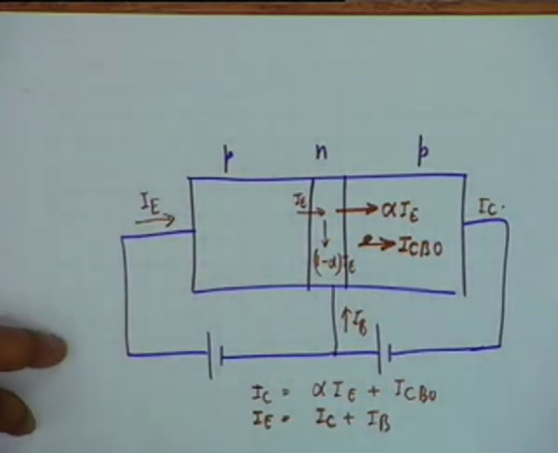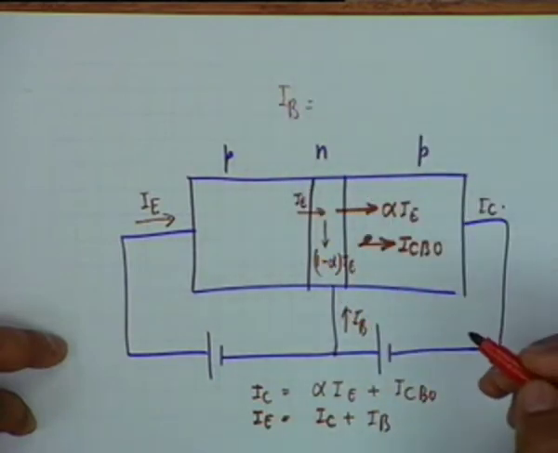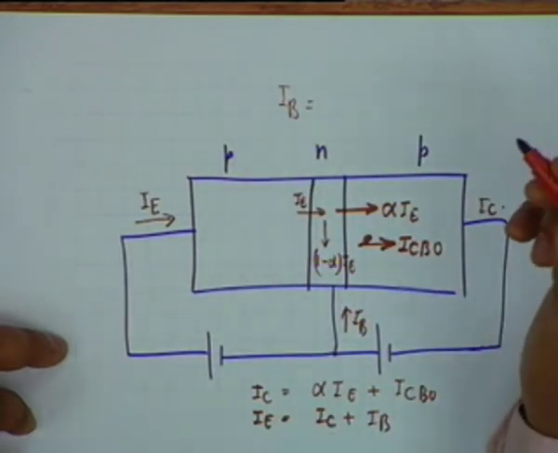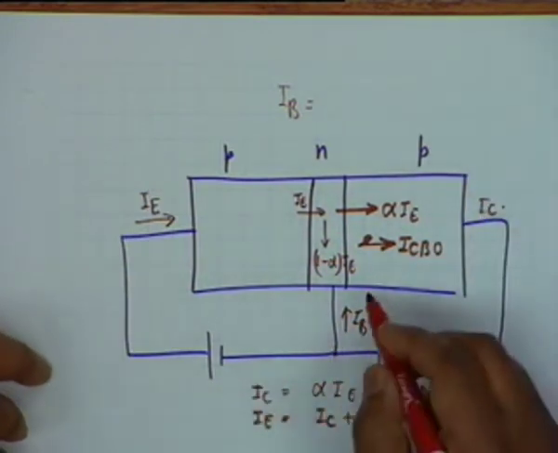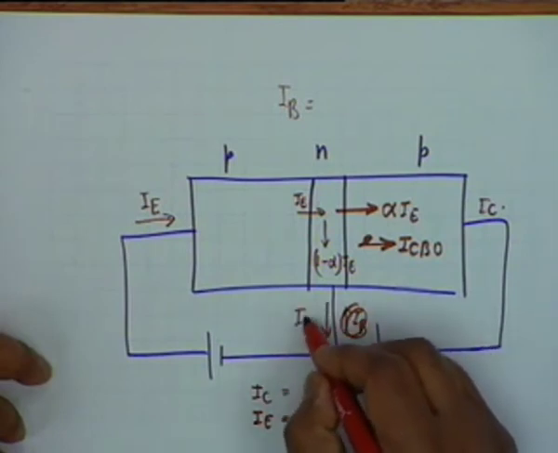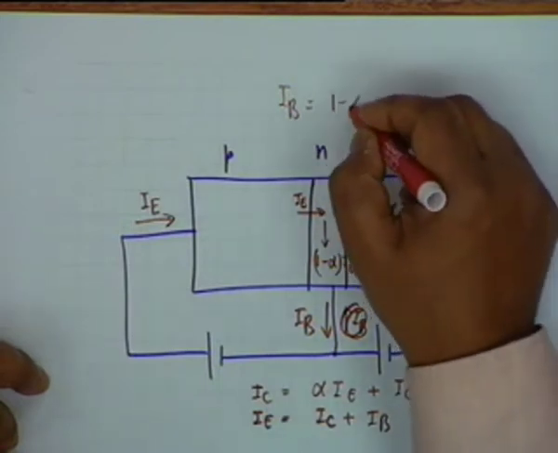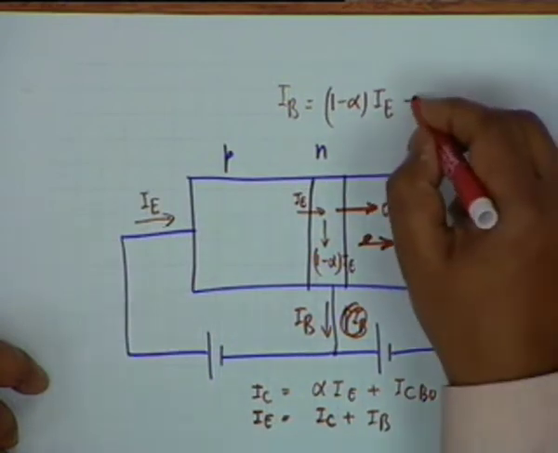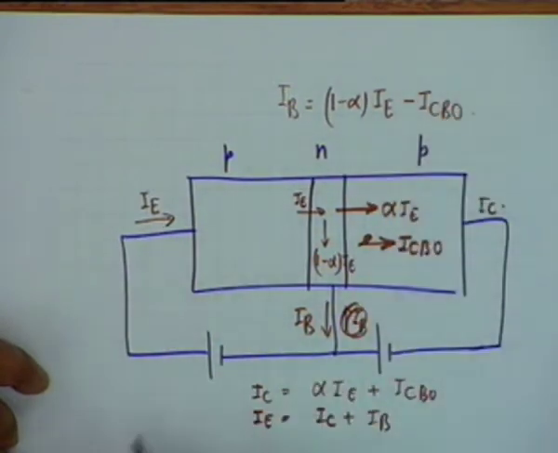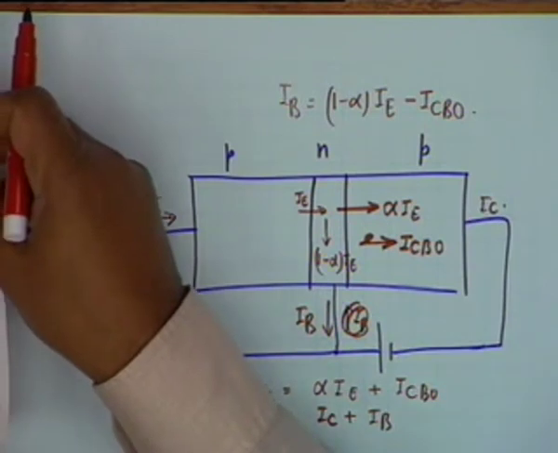There is a third relationship which is obvious, that is I sub B should be equal to, yes? That is correct. I sub B must now flow in this direction. So I sub B is 1 minus alpha I sub E, then minus I sub CBO. Correct. These are some of the fundamental relationships of transistor operation. Yes?